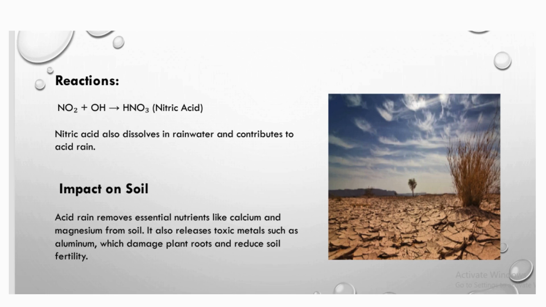So now, what is the impact of these acids on the soil? Basically, acid rain removes essential nutrients like calcium and magnesium from the soil. It also releases toxic metals such as aluminium, which damage the plants' roots and reduce soil fertility.